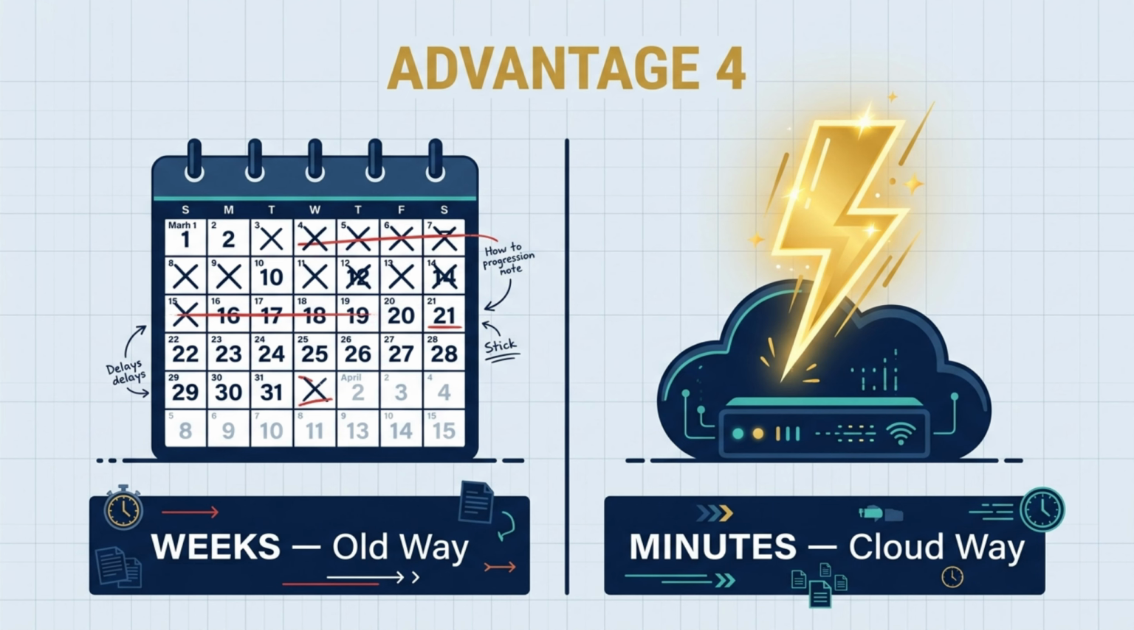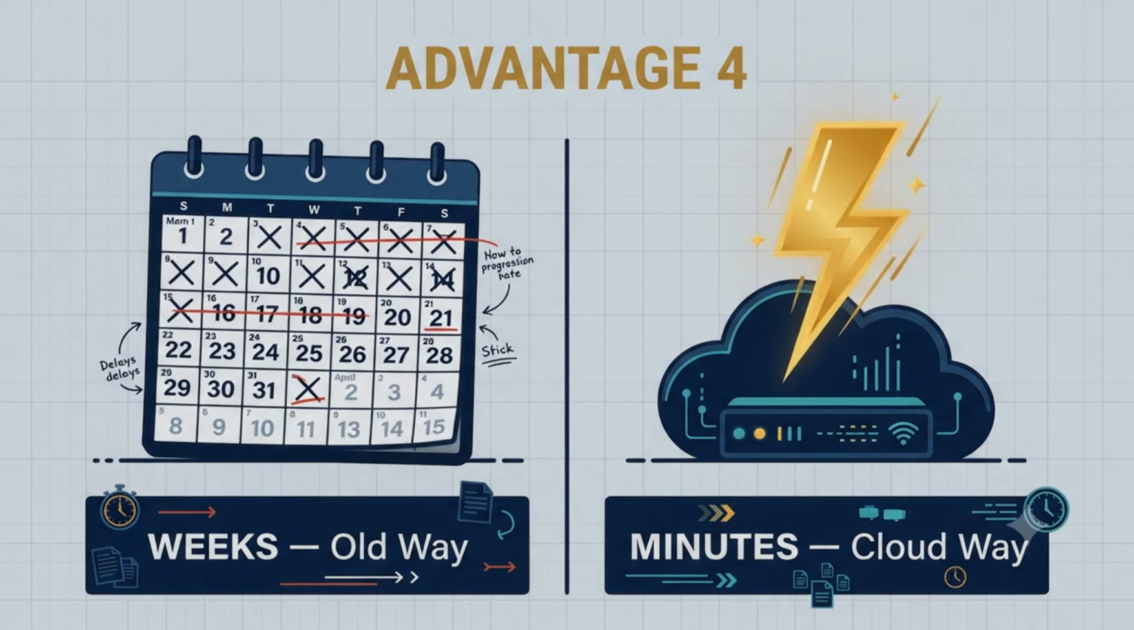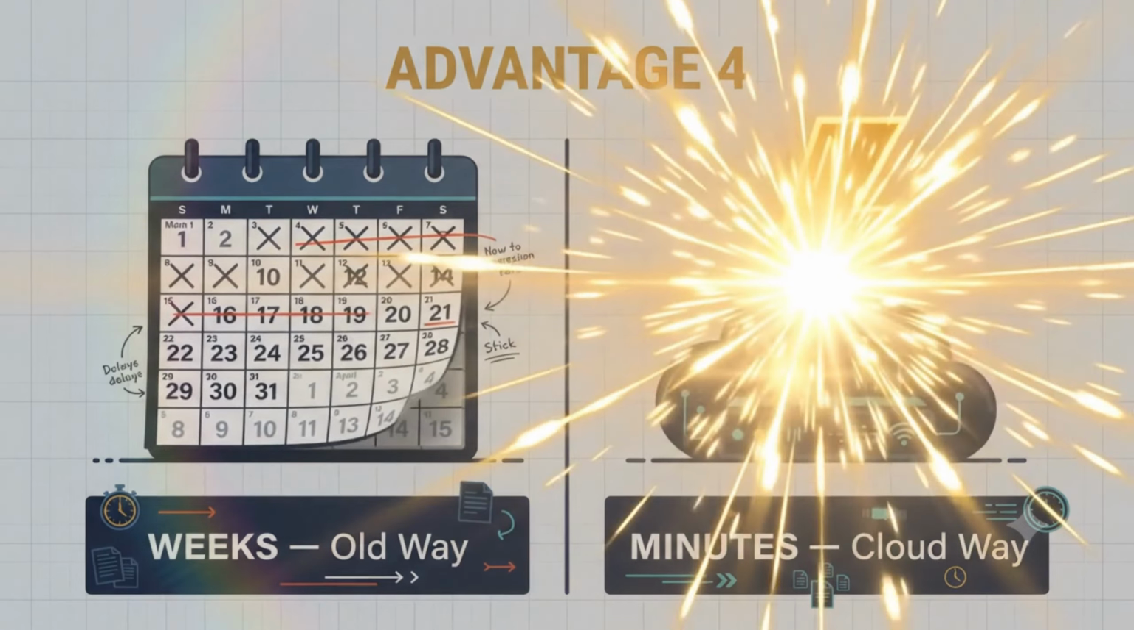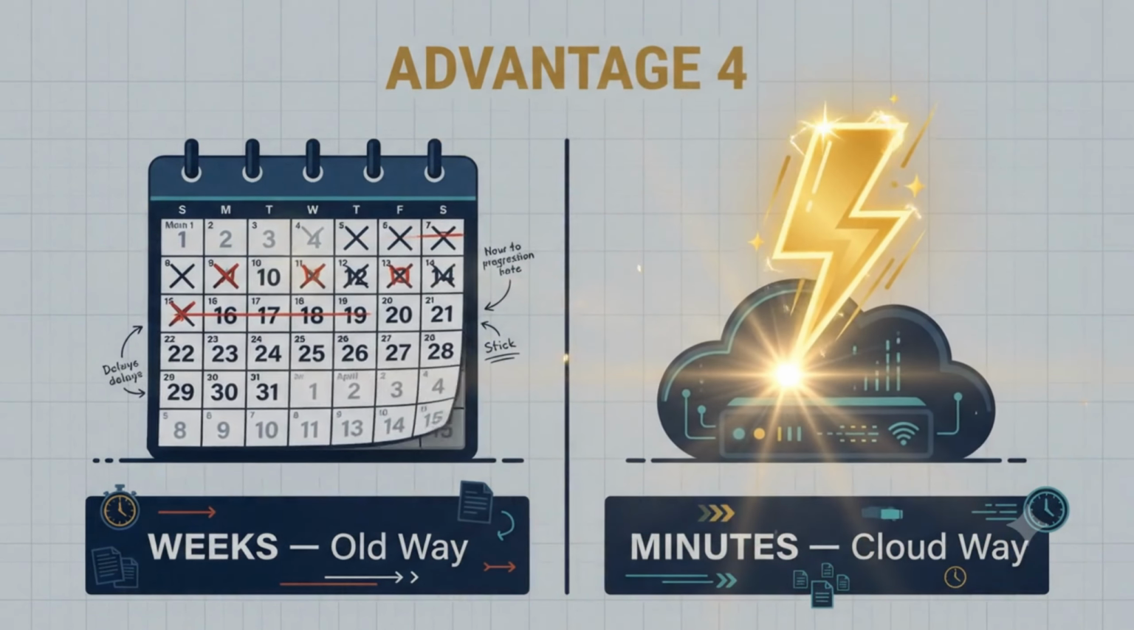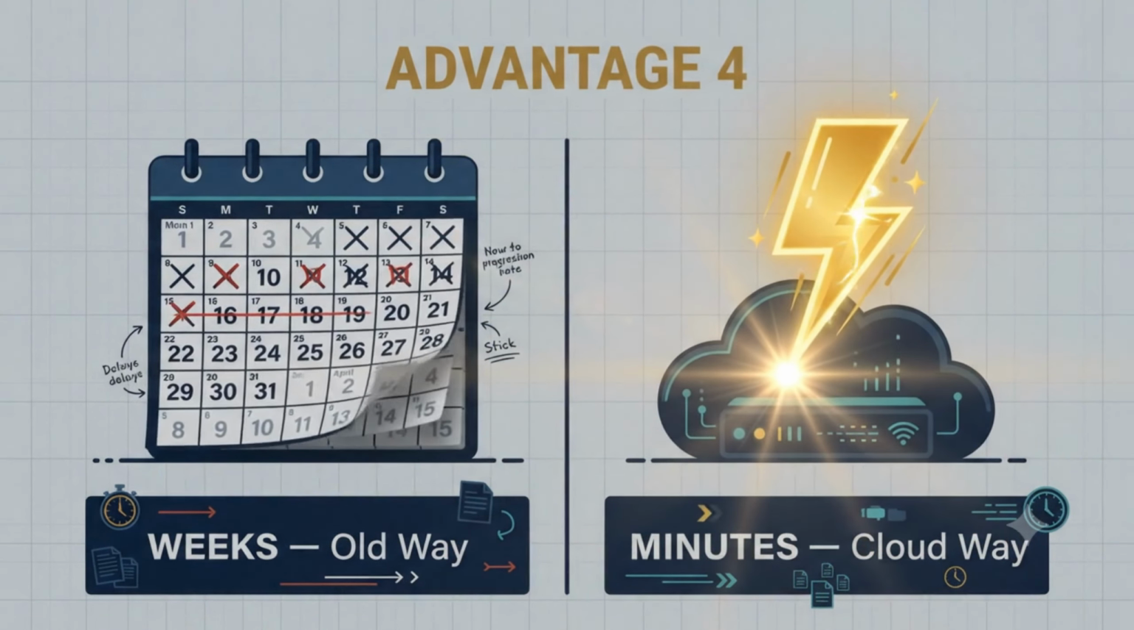Advantage 4, increased speed and agility. Need a new server? A few clicks, and it's running in minutes. Compare that to the old days, ordering hardware, waiting weeks for delivery, manually installing and securing everything. Cloud computing lets you spin up test environments fast and shut them down just as easily if a project doesn't work out, with zero physical wastage.